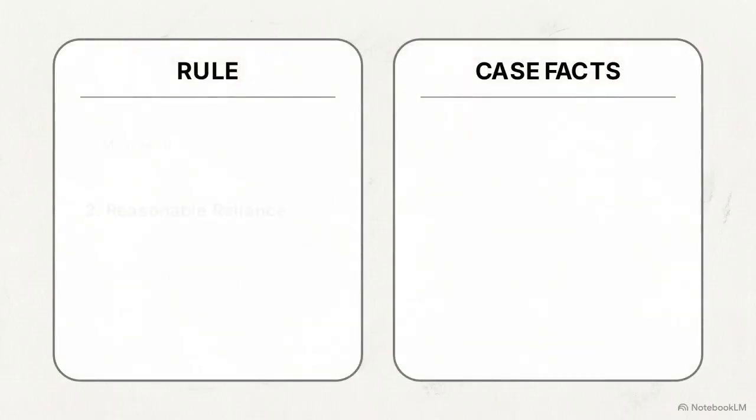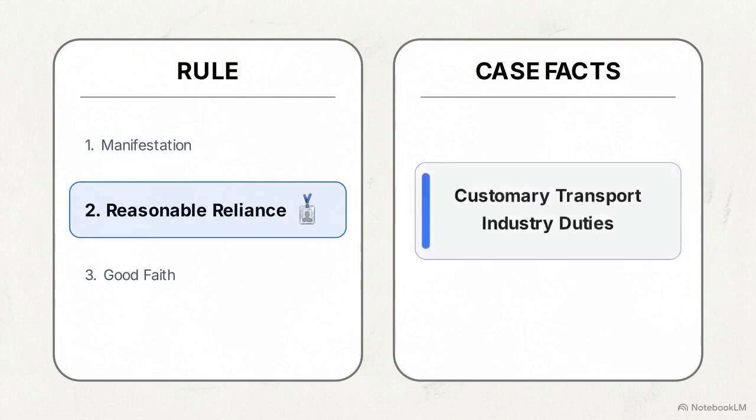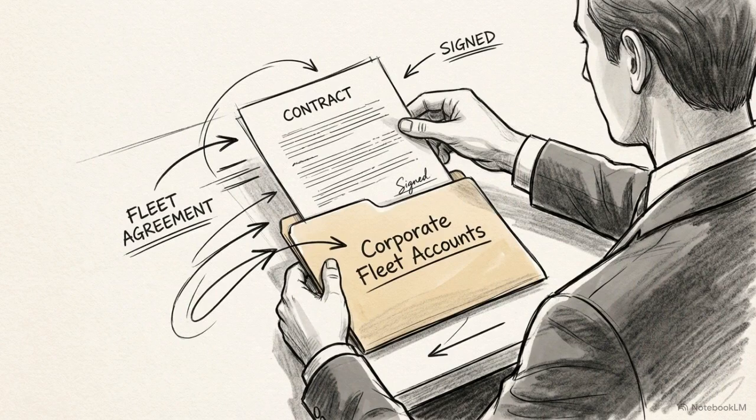Moving to element 2, reasonable reliance. Was it logical for the auto dealership to believe a general manager could authorize a multi-vehicle purchase? In the commercial transport industry, acquiring and replacing fleet vehicles is a customary, daily duty for the person overseeing logistics. Element 2 is satisfied. Given her title and the nature of the business, the dealership's reliance was objectively reasonable.